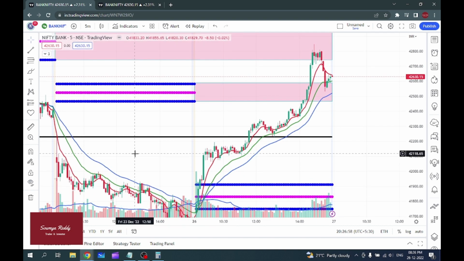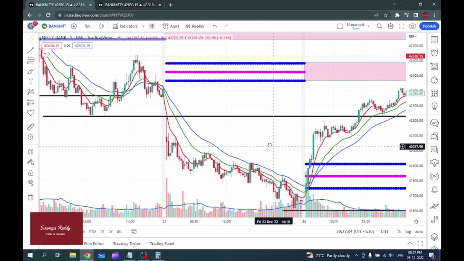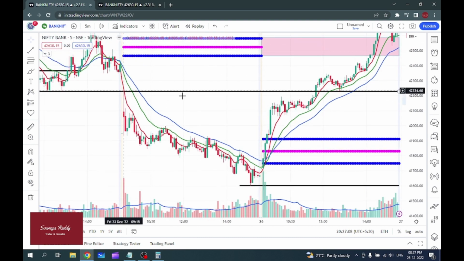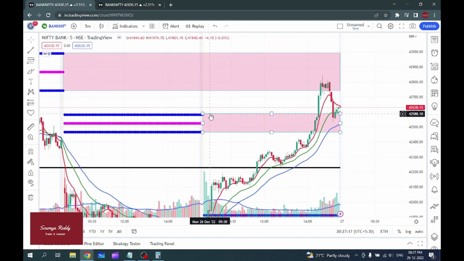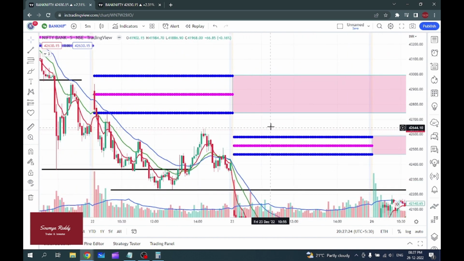Where was my entry? Where was my exit? Before getting into entry and exit, let's mark the important levels. Here is the previous day low. Here is the previous day high, and I've also marked the origin CPR from yesterday, and I have also marked a partial origin CPR here.